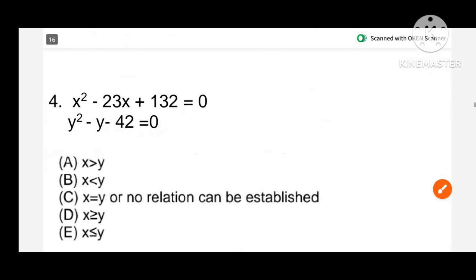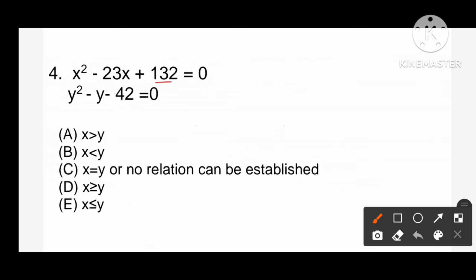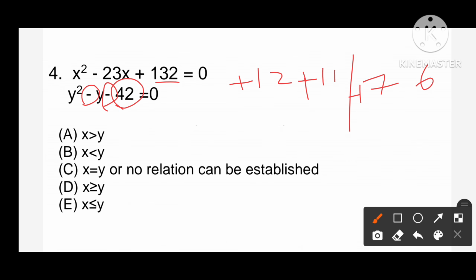Next, question number 4. 132. So 12 times 11. Minus and plus means both the root signs will be positive. Next one, 42, 7 times 6. 7 times 6. Minus and minus means plus and minus are the root signs. Okay, here by comparing these two, it is very clear that x is greater. Option A is the answer for this one.